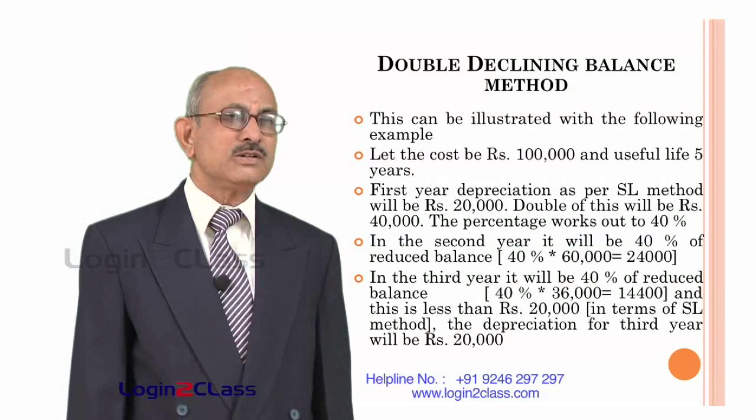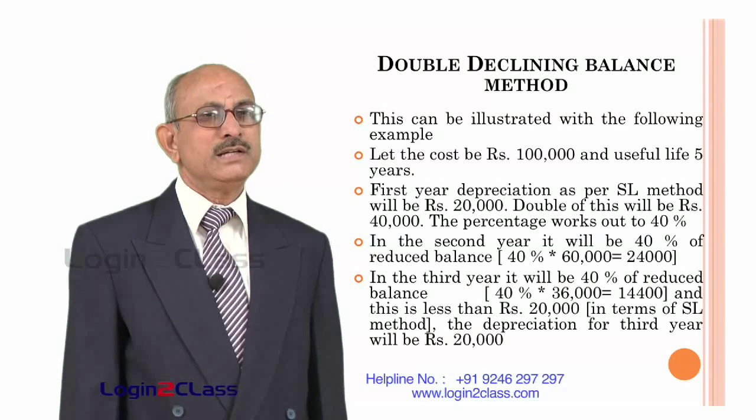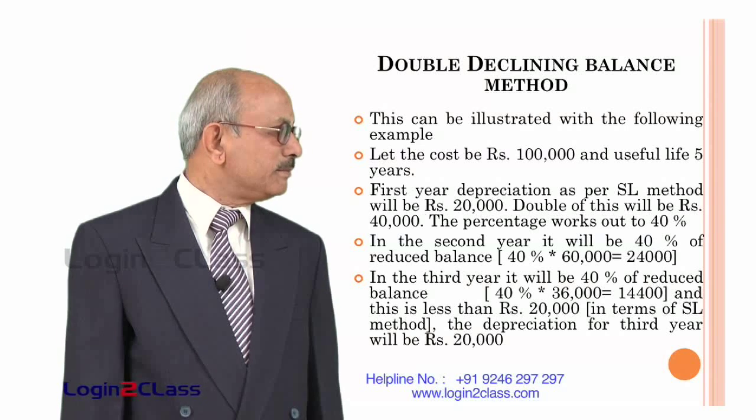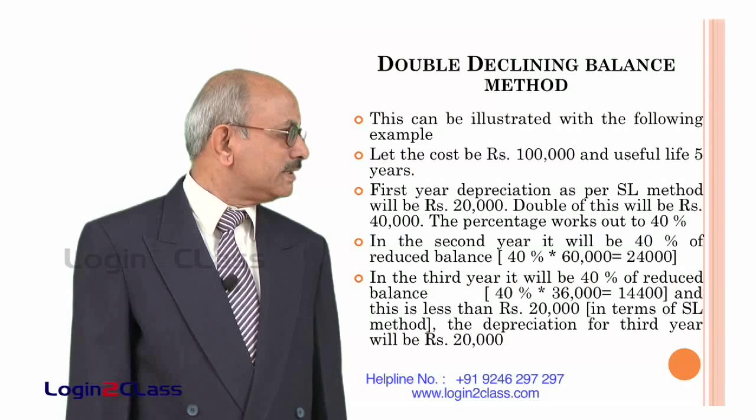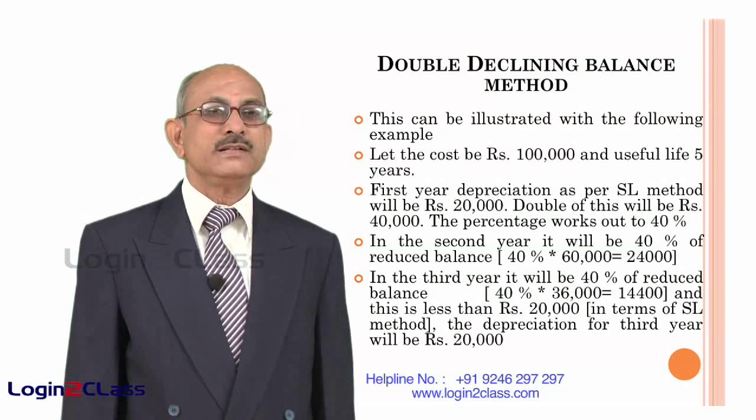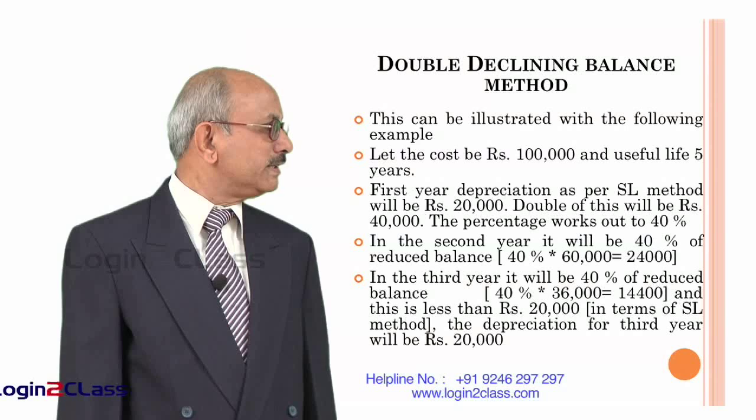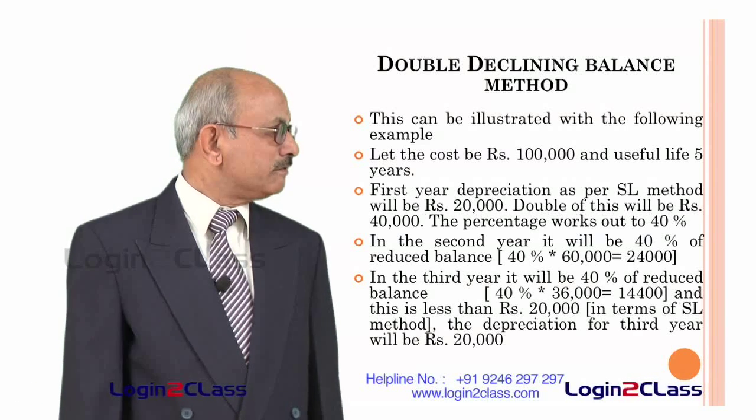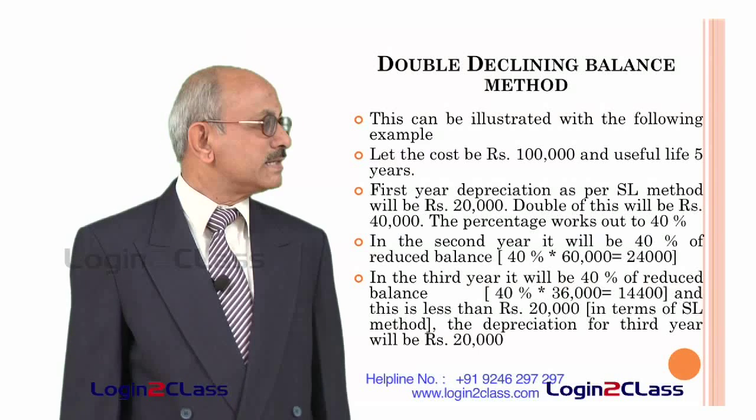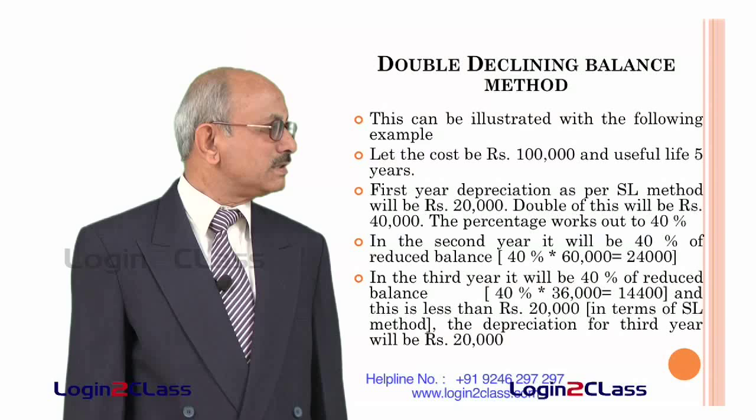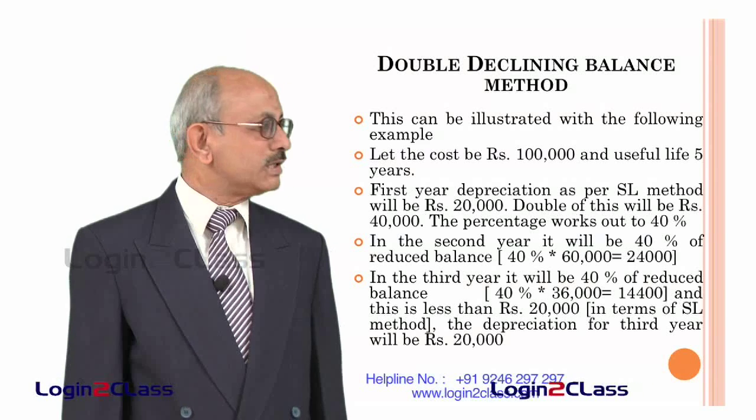So, from third year onwards, we will be applying only 20,000 per annum on that. The same thing can be further illustrated with this example. As you have seen, if you look at the board, the cost is 1 lakh rupees, useful life is 5 years. First year depreciation as per the straight line method will be rupees 20,000. Double of this will be 40,000. The percentage works out to 40%.